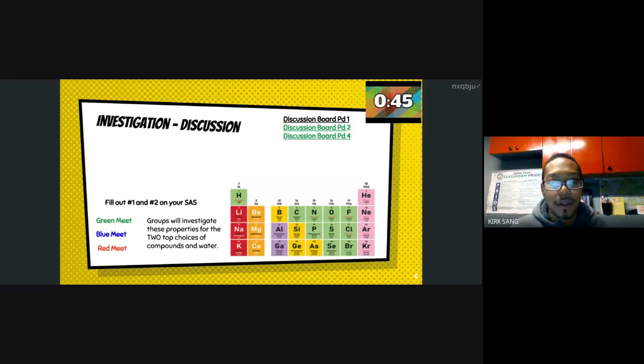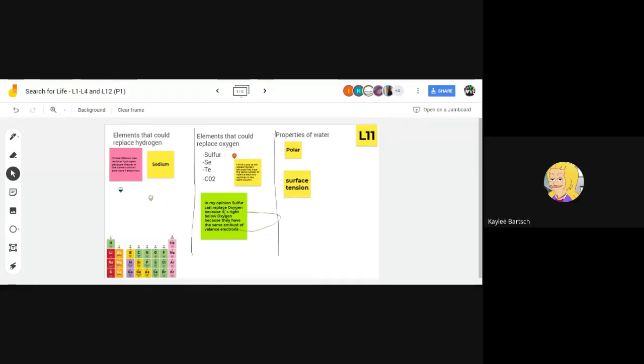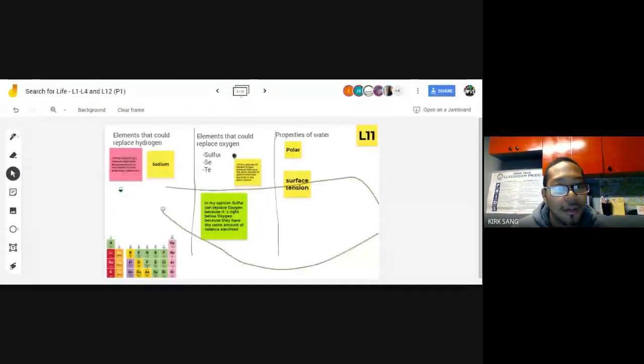Okay, guys, so looking at your PearDeck, group number 1, could you tell us your top 2 and why those 2? We said lithium and sodium because they're both in the first column with hydrogen and they both have 1 electron. All right, let's slow down for a sec. Nice, all right, so sodium and lithium.